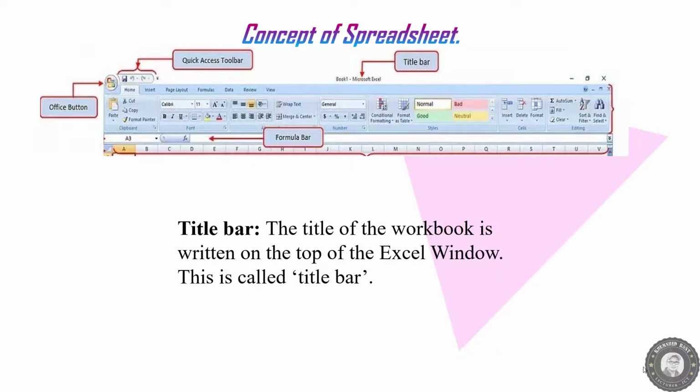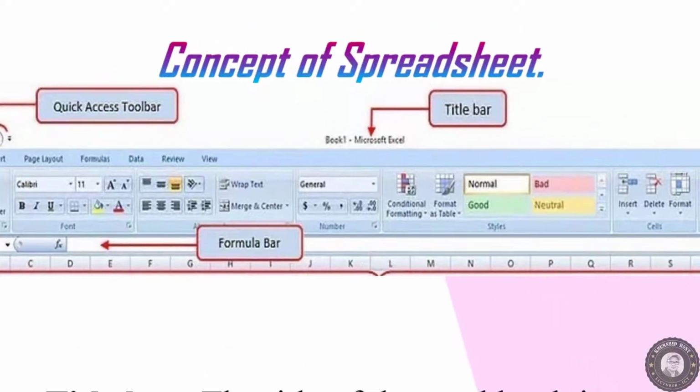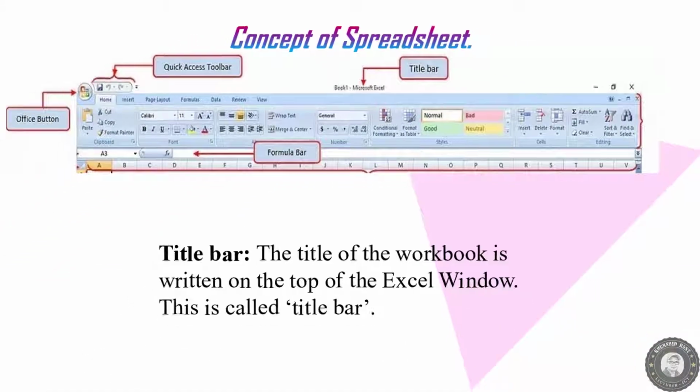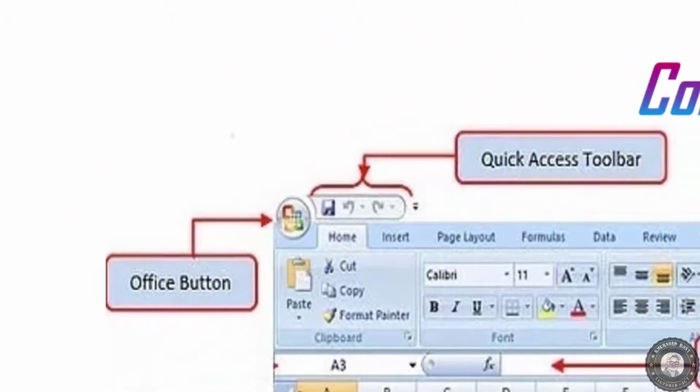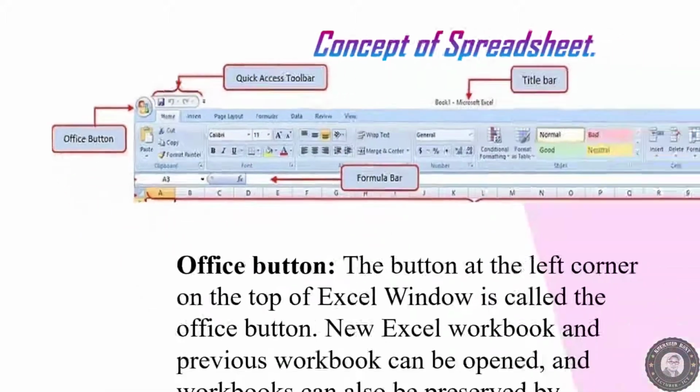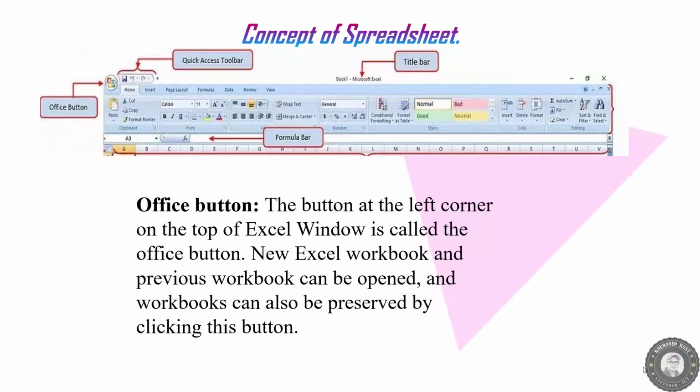Title bar. The title of the workbook is written on the top of the Excel window. This is called title bar. Office button. The button at the left corner on the top of Excel window is called the Office button. New Excel workbook and previous workbook can be opened and workbooks can also be preserved by clicking this button.